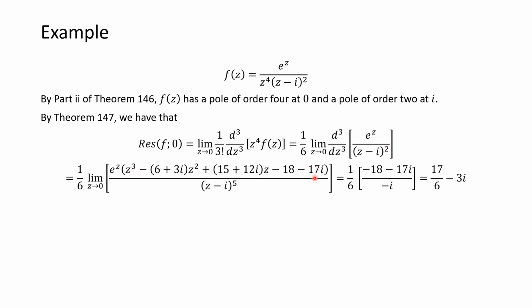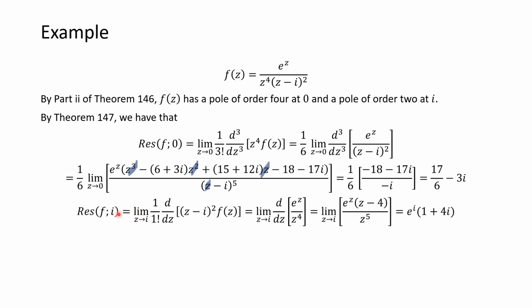We get this long expression here, but there's a lot of cancellation. When we put in 0, this is 0, this is 0, that's 0, that's a 0. So you get e to the 0, which is 1, times minus 18 minus 17i, divided by (minus i) to the fifth, which is minus i, and then I multiply top and bottom by minus i to get this final expression.